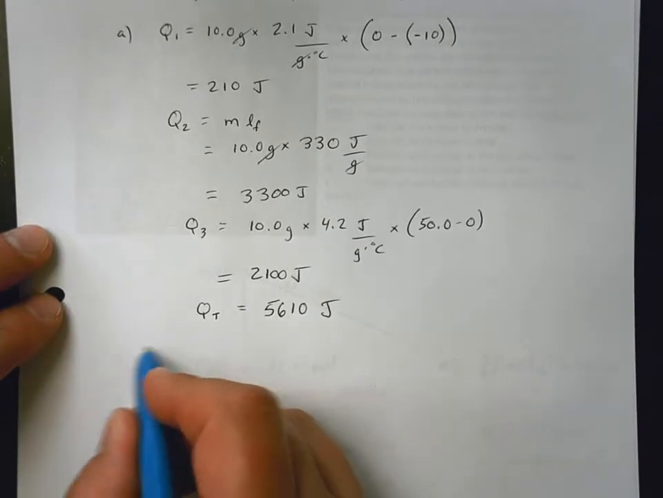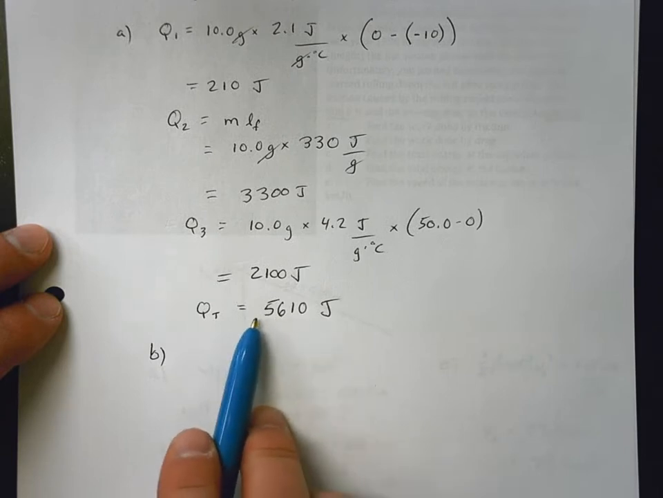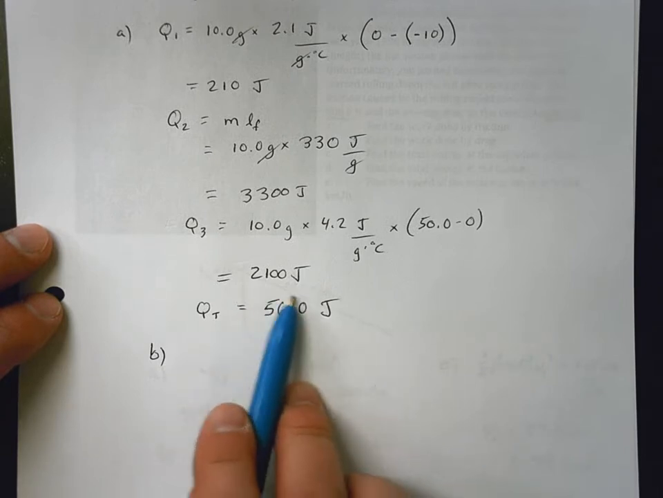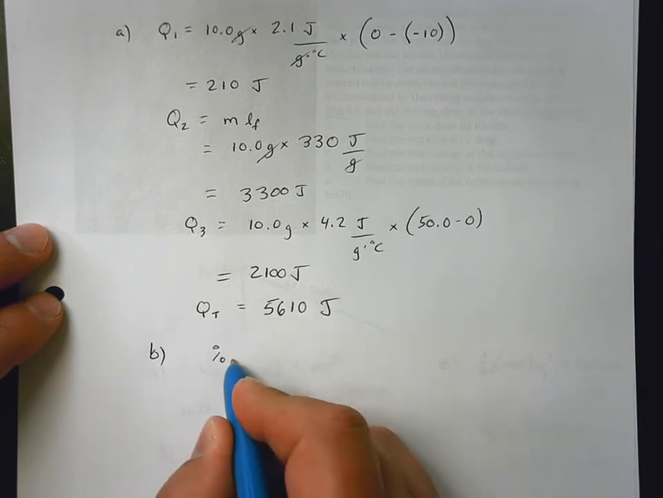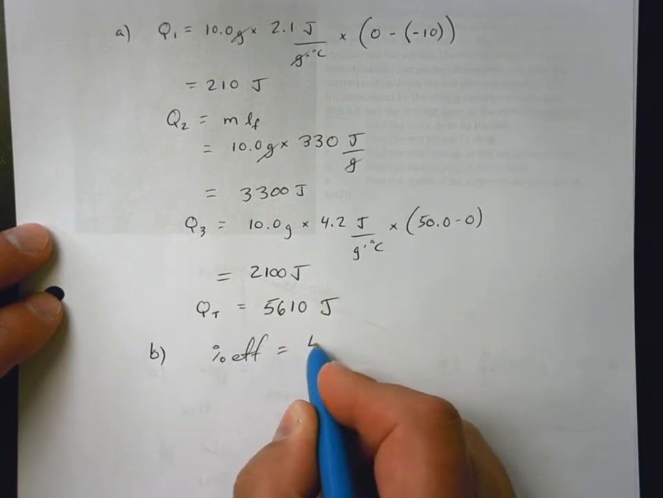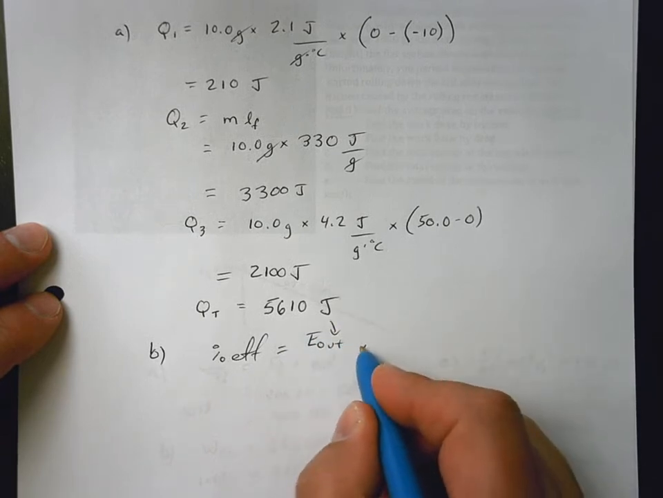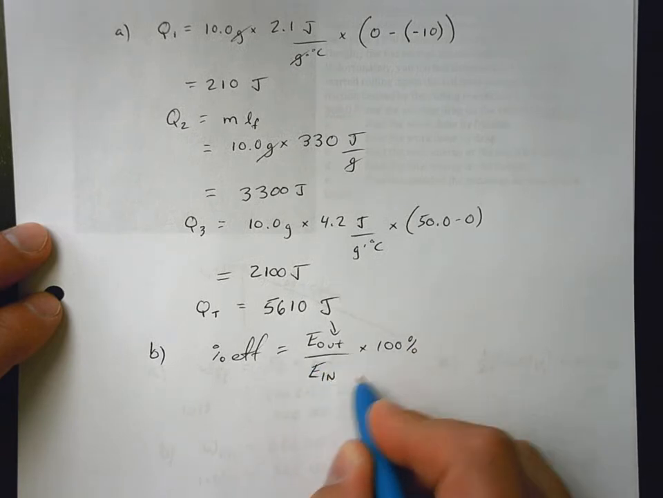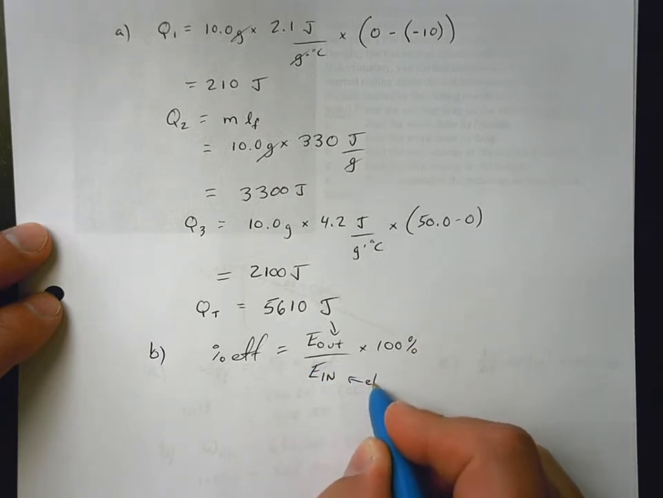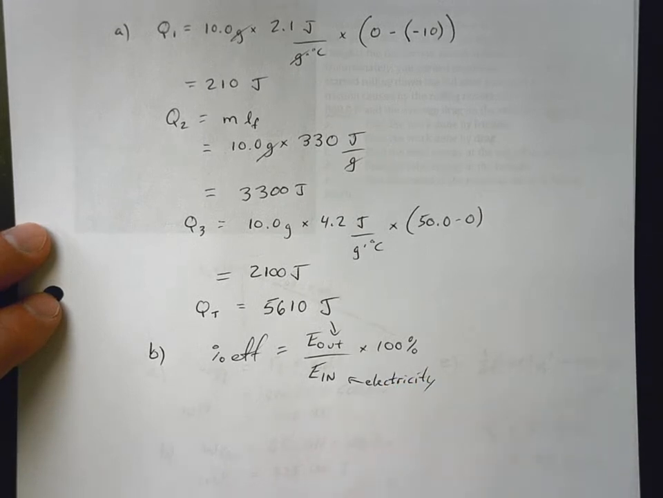And now we're going to use the percent efficiency equation. This is the energy out. This is the energy that was captured by the ice cube. So that's E out. E out was this value, multiplied by 100. And of course, we're dividing by E in, and this comes from the electricity. Electricity. That's what we need to find.